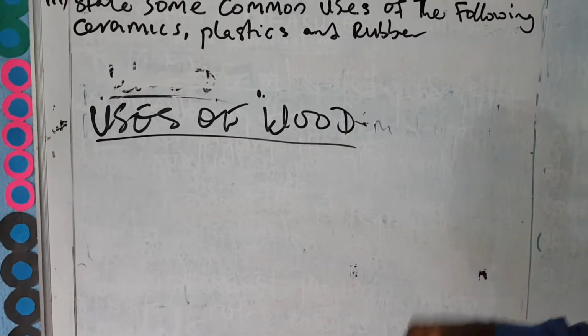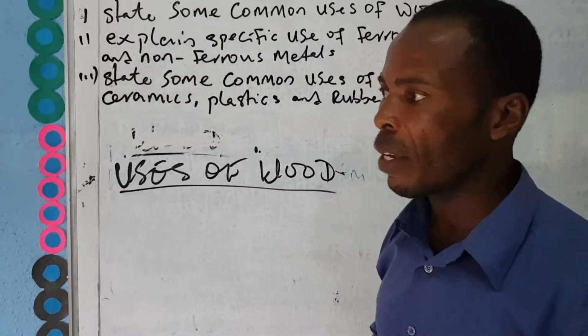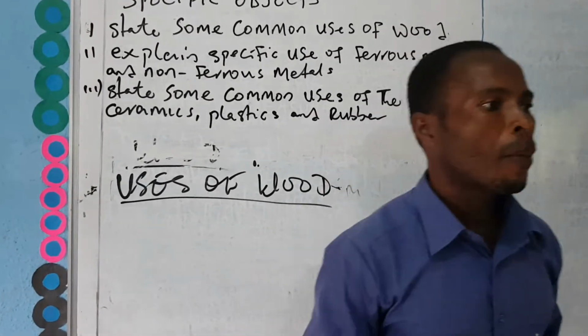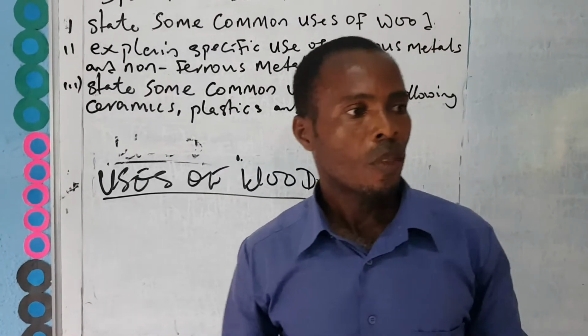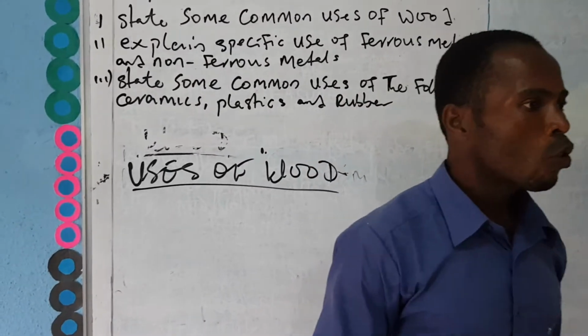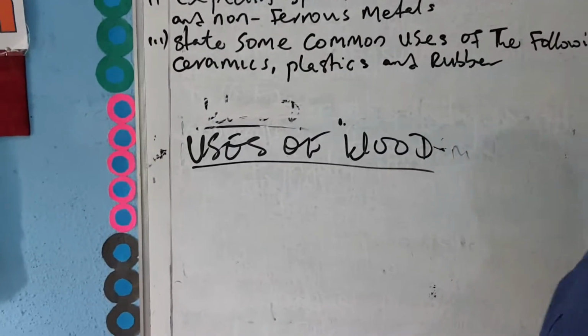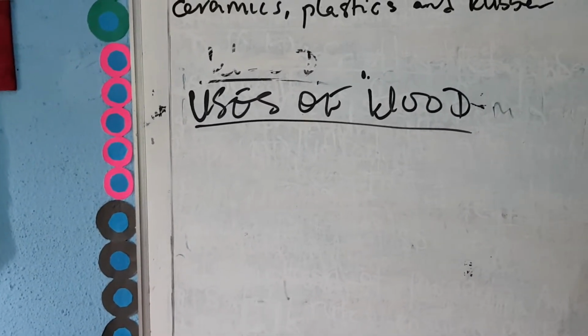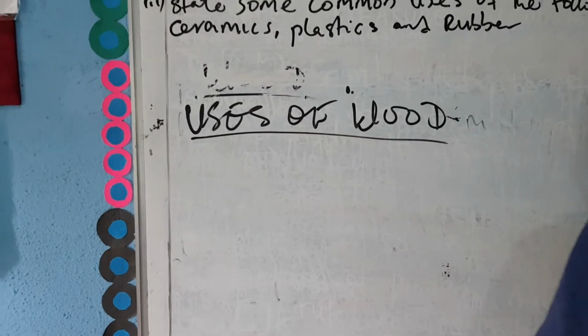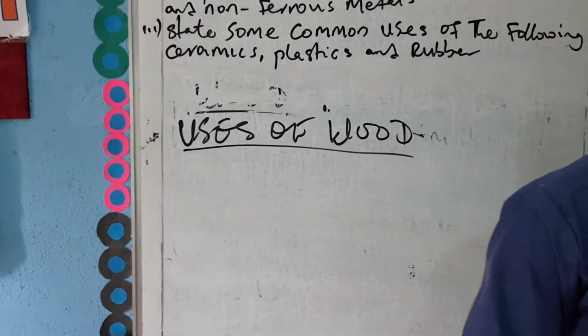Now number 5, some sport equipment is made of wood. What are those sport equipment? We have table tennis. Even in our school here, we have table tennis. They are all products of wood. We use wood to construct table tennis bats and tables. They are under sports equipment. Wood can be used to construct sports equipment.